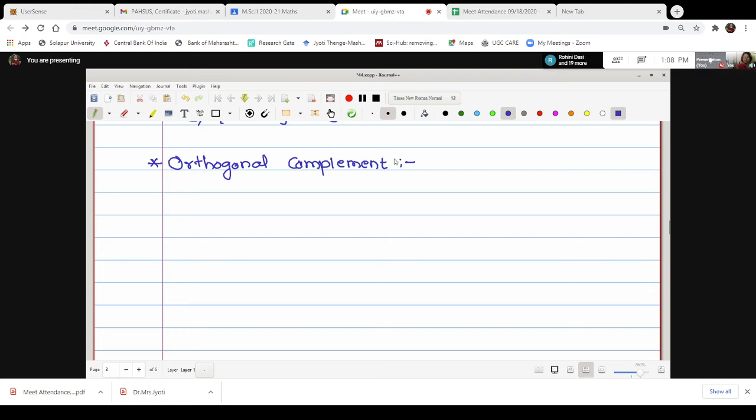Now we will go for the next point of the syllabus, that is orthogonal complement. Now, orthogonal is a word already familiar to us. What does orthogonal mean? Two vectors are orthogonal, what does it mean? Can anyone tell me the condition for the orthogonality of two vectors? Your answer may go wrong, no problem, but at least try to answer me.